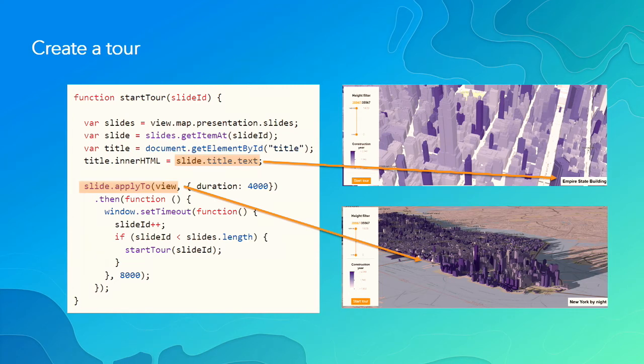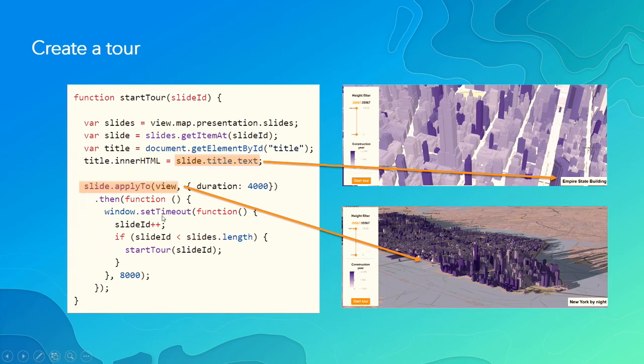And each slide has a title that Russ just set in the scene viewer. I want to get to it so that I can also put it in my application so that users know what they're looking at. Then there's this method applyTo on the slide, and you can use that method to not only go to the location of the slide, but also apply all the environment settings that come with the slides. It will also restore the layers that were visible or invisible in that slide. Then I set the duration, like those animation options that I told you about. And this returns a promise that resolves once the animation has finished.